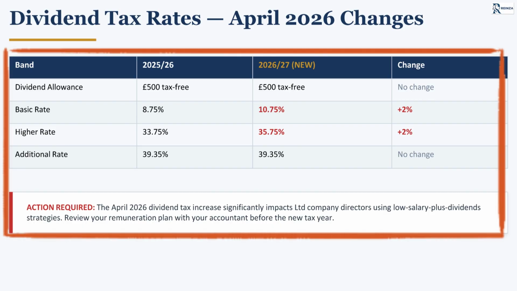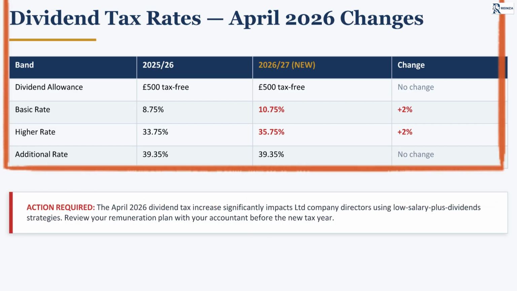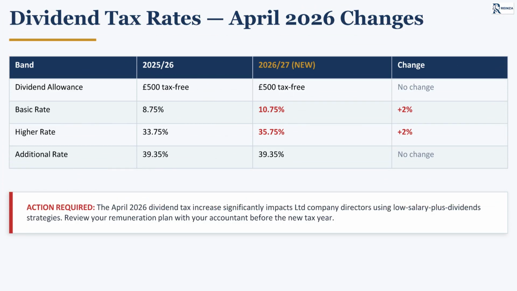39.35%. From April 2026, the 2026 to 2027 tax year, the basic rate increases by 2 percentage points to 10.75%. The higher rate also increases by 2 percentage points to 35.75%. The additional rate and the dividend allowance remain unchanged.